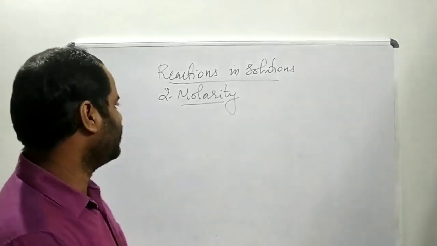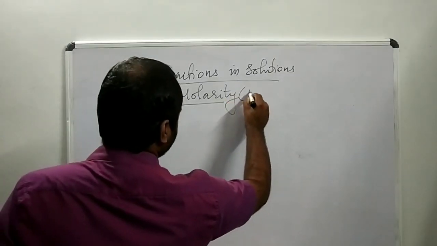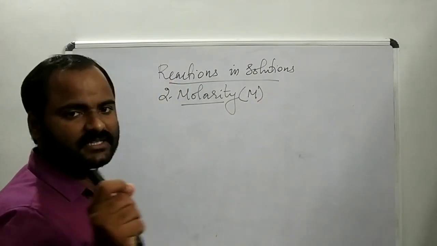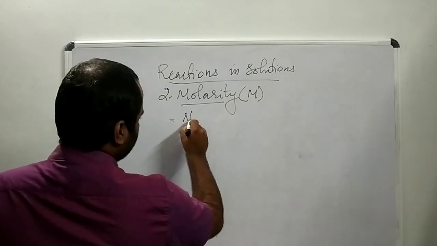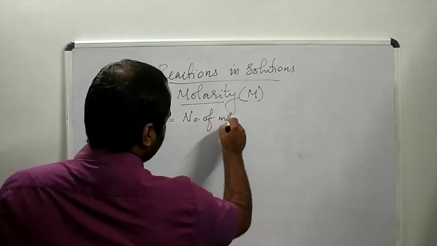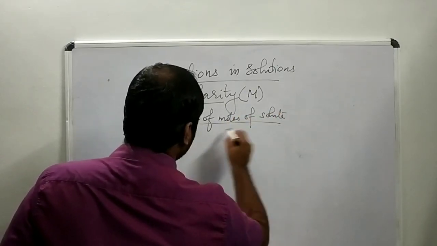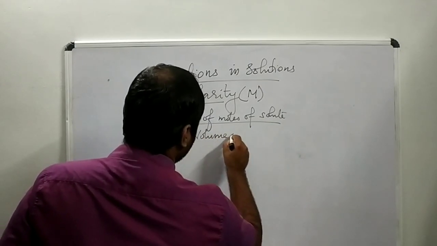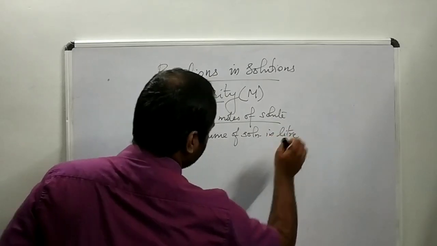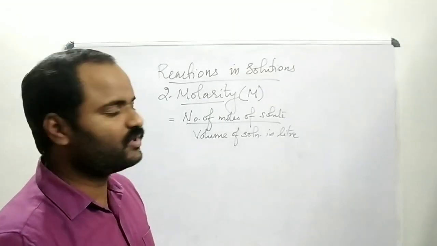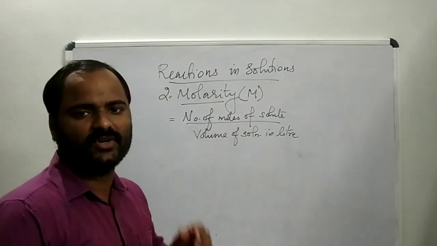Clear? So we can say like this: molarity is represented as capital M. Molarity is equal to number of moles of solute divided by volume of solution in liter. So it is the number of moles of solute present per liter of solution.